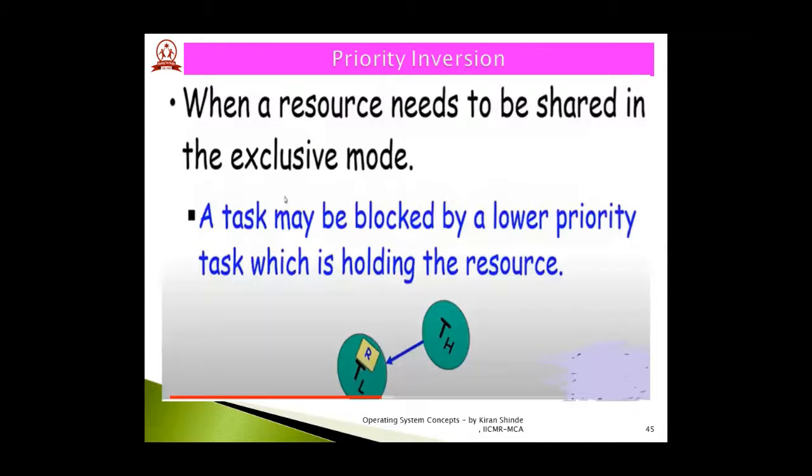Now here we can see a simple image. When a resource needs to be shared in the exclusive mode, a task may be blocked by a lower priority task which is holding the resource. From this image you can understand that T represents the task, H is for high priority, L is for low priority. Here R is the resource which is acquired by a task, and that task has lower priority. And this particular resource, the high priority task is also waiting for. Such a scenario is called the priority inversion problem.